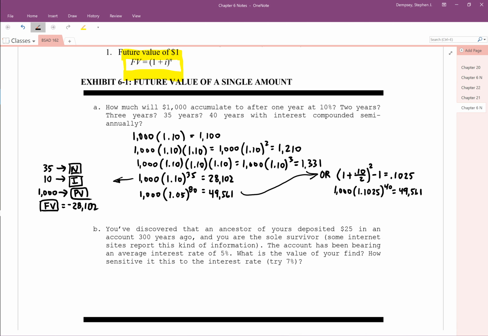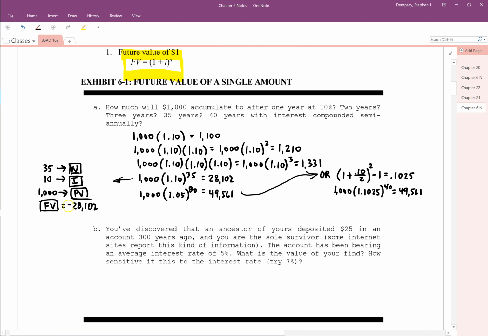All right, so why is that negative? Financial calculators are programmed to correspond to the sign convention of cash flows. So for example, $1,000 here is received by the bank, so that's a positive cash flow for them. But then after 35 years, that $1,000 that's a positive cash flow to the bank when they receive it is paid out at the end of 35 years. So it's an outflow for the bank of 28,102. And that's why that's negative.